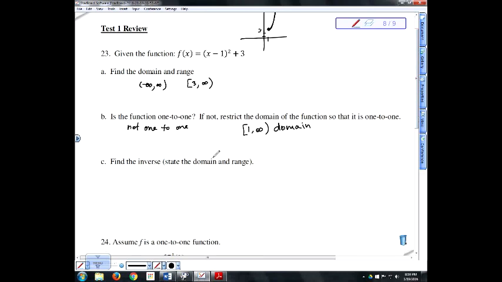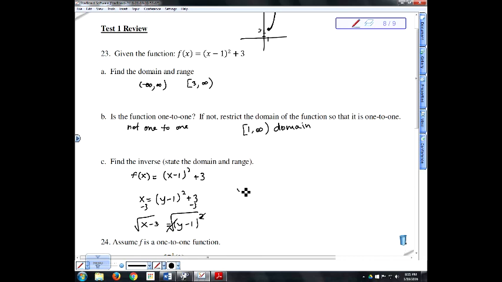Now finding the inverse of the original function here, the first step is to switch the place of x and y, and then to solve for y. So I'm going to move the 3 over. Don't really need those parentheses. I need the parentheses over here. Now I'm going to get rid of the square by square rooting.